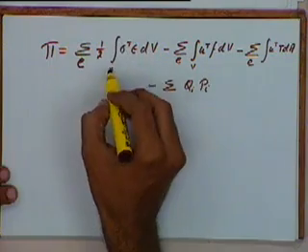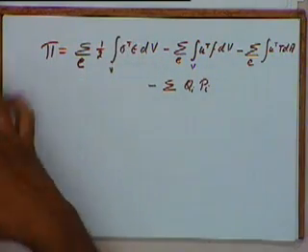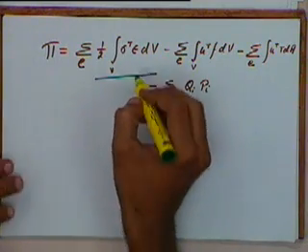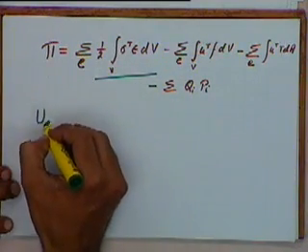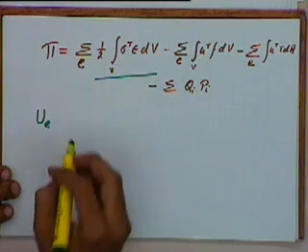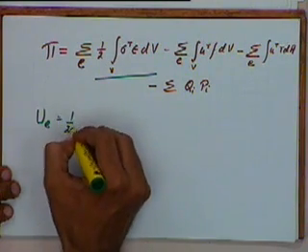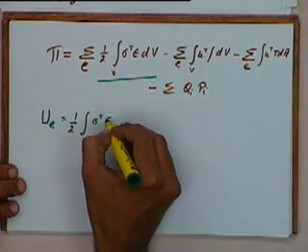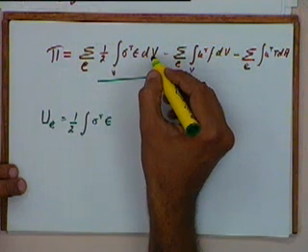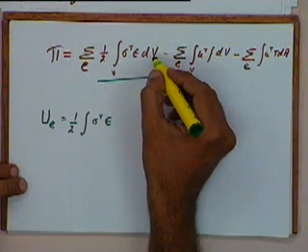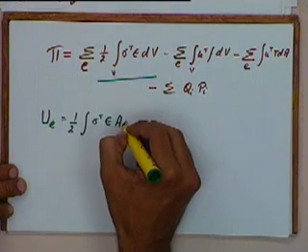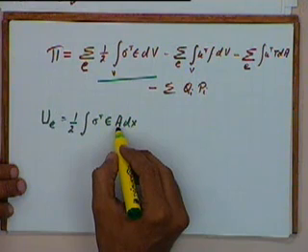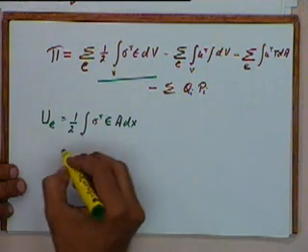So let us look at the first term, which is the strain energy term. The strain energy of the element is equal to half integral of sigma transpose epsilon dV. Again we are talking of one dimensional elements, so replace this by A dx. Within the element the area is going to be constant.